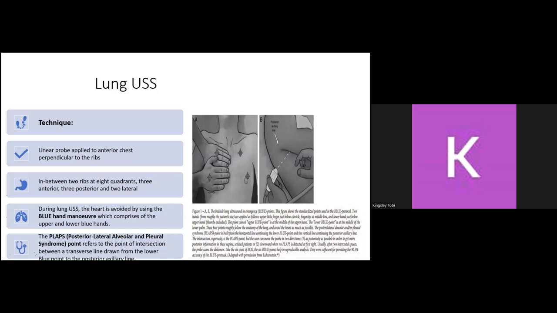So basically, for the technique of lung ultrasound, like I mentioned, we're going to make use of the linear probe, which you apply to the anterior chest, perpendicular to the ribs. Your probe position will be between the ribs. Before now, most cardiologists and sonologists did not perform lung ultrasound until pioneers like Daniel Lichtenstein and colleagues began to find a way around it. So for you to have a good examination of the lungs using ultrasound, proper positioning is important, and your probe should be placed between two ribs at each of the eight quadrants we're going to be talking about as we go on.